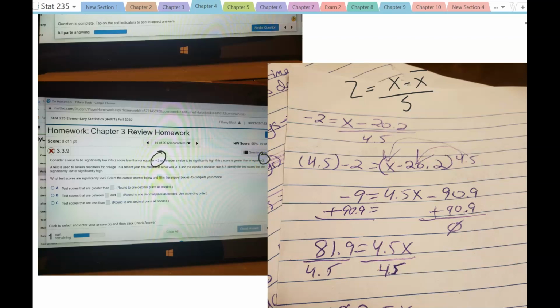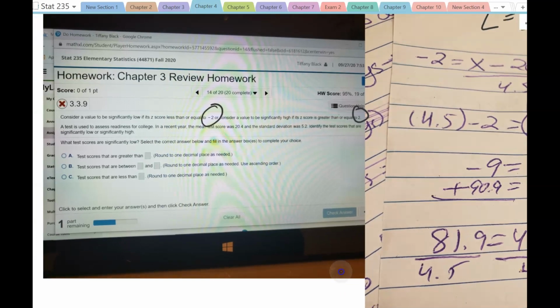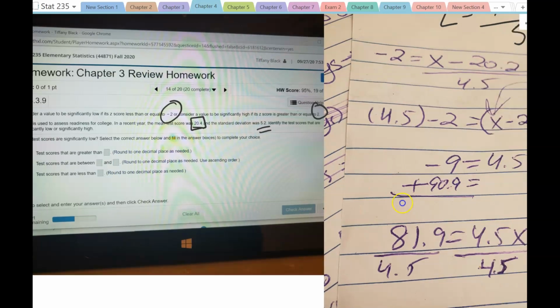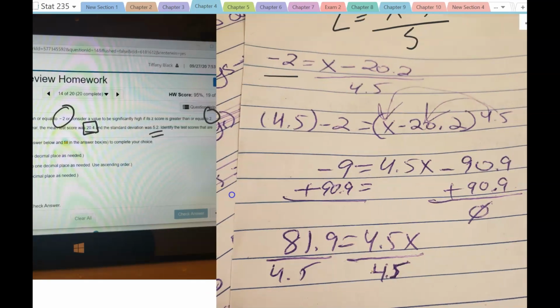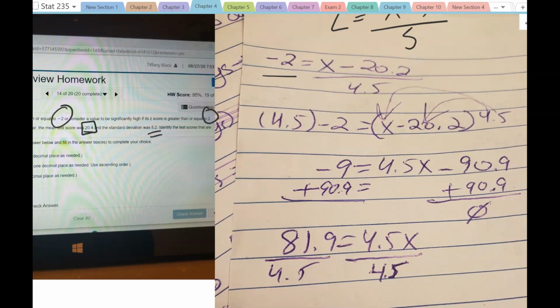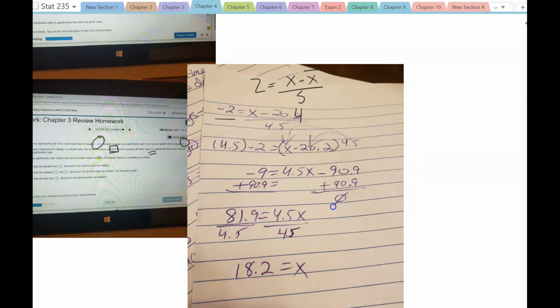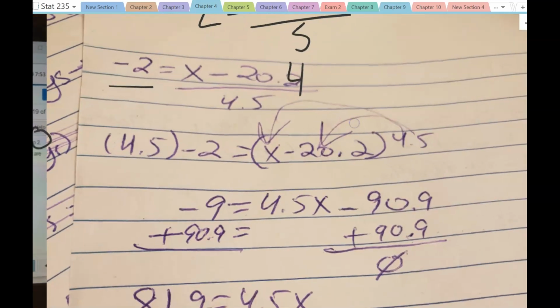So a test is used to assess the readiness for college. The mean test score was 20.4 and the standard deviation is 5.2. Identify the test scores that are significantly low or significantly high. So we want to find the -2, and we also want to find the 2, and you have x minus 20. I'm going to just say 4. Go ahead and look at the one you did. It must have been these numbers here. So I'm going to just keep with that.